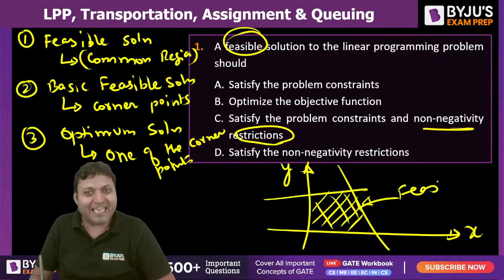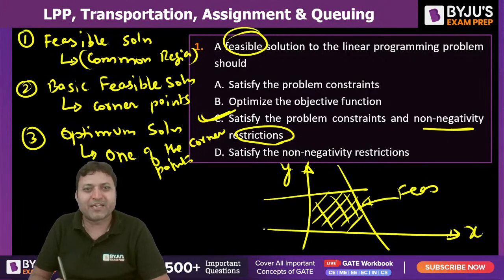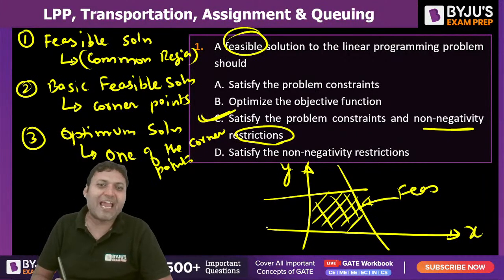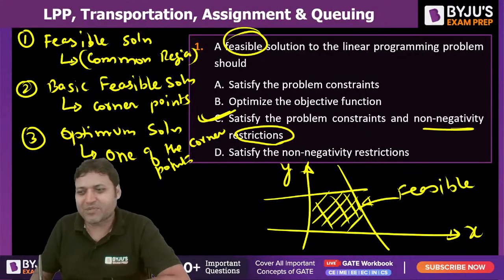So D is not the correct answer. It is C which is more appropriate. A combination of A and D will be a more appropriate answer. Option C is the right answer.